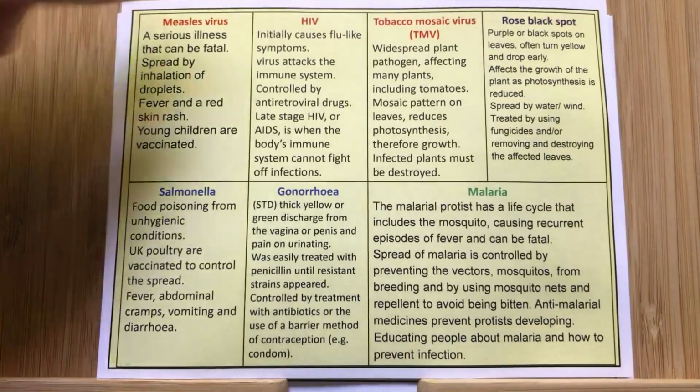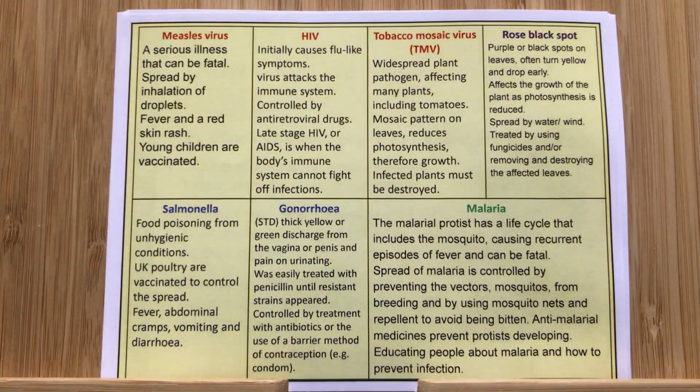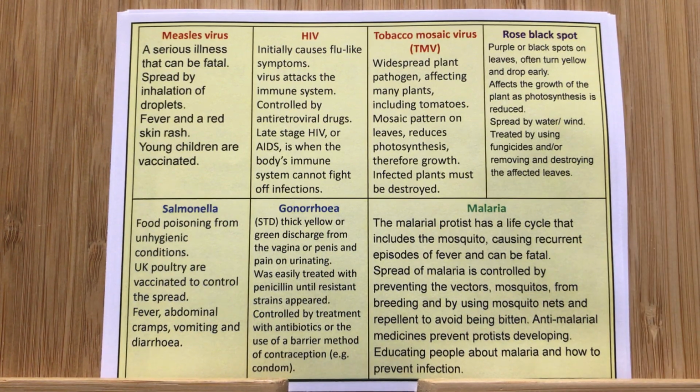Let's look at everything as a summary then. So these are our 7 diseases. We've got in red the viruses, in purple the rose black spot is the fungi, the blue is the bacteria, and the green is the protist. So we said that the measles virus is serious, can be fatal, spread by inhalation of droplets. We've got the fever and the red rash, and young children are vaccinated.